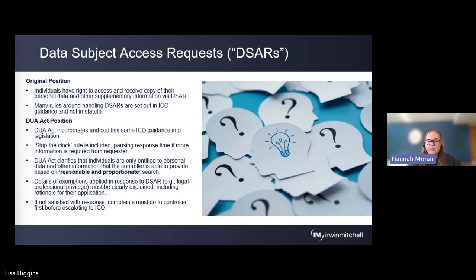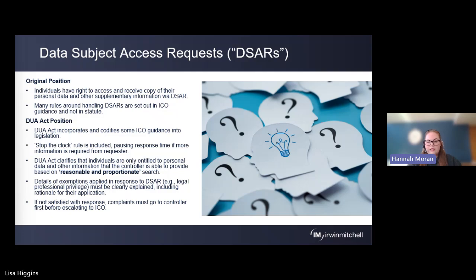This is where the time to respond is paused if you need to ask the requester for more information or you need to clarify the request to be able to locate their personal data. In addition, the position under the GDPR Act confirms that controllers are only required to carry out what's classed as a reasonable and proportionate search for a requester's personal data. It's reasonable and proportionate to your organisation, to the school, and that's something that you need to decide. It's not what's reasonable and proportionate to the person that's made the request.